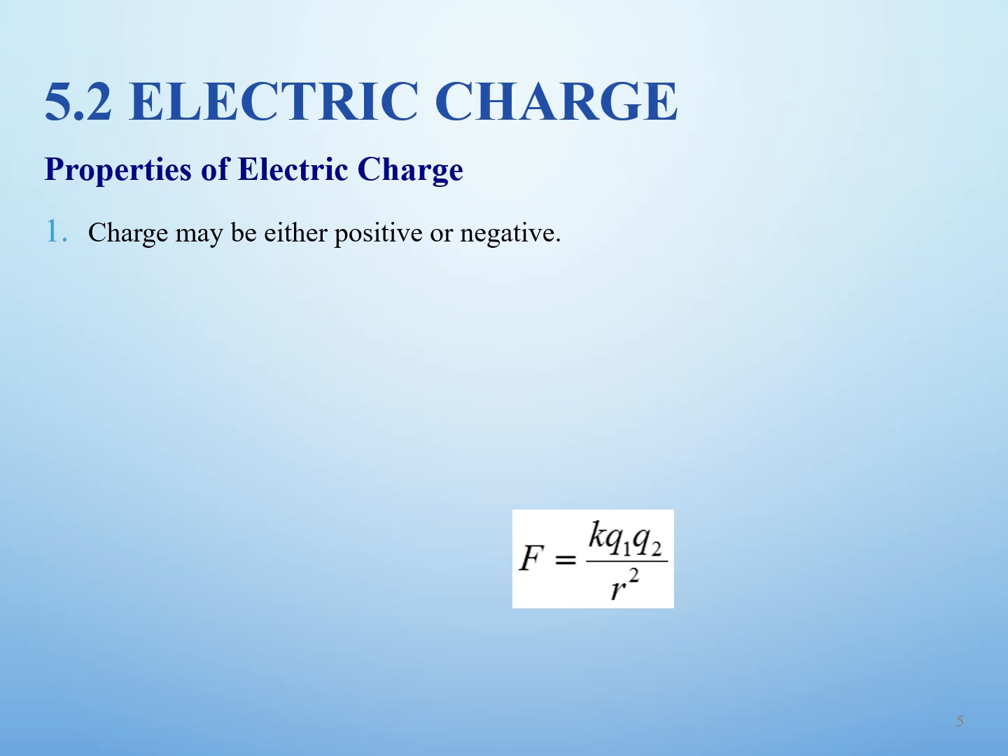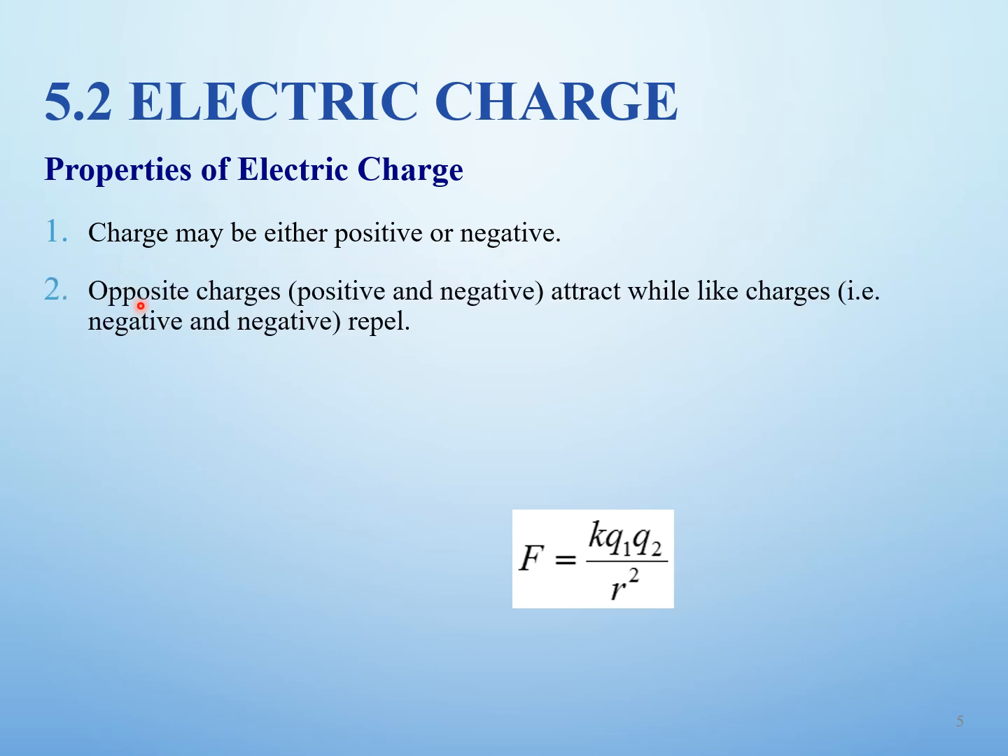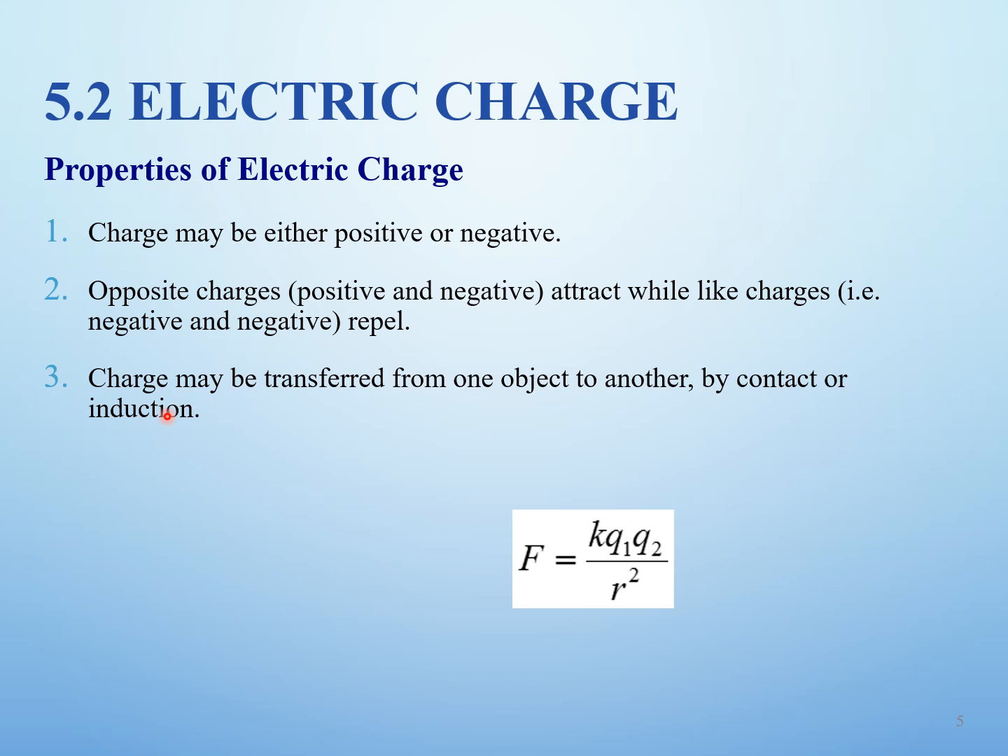Speaking of electrons, let's talk a little bit about electric charge. The properties of charges: a charge can either be positive or negative. Obviously, opposite charges attract and like charges repel. Charge can be transferred from one object to another by contact or by induction. We don't need to worry too much about that. You really need to just focus on the fact that we have positive or negative charges, opposites attract, and the same charges repel each other.